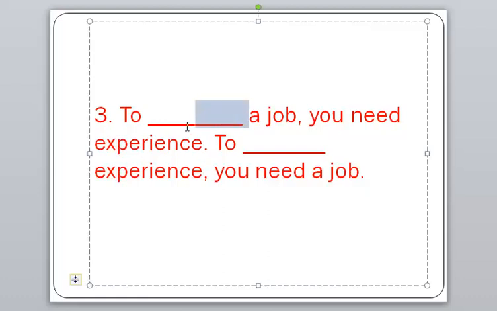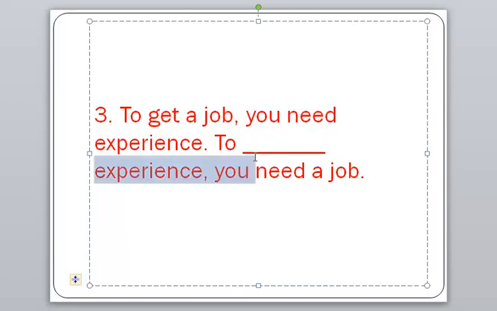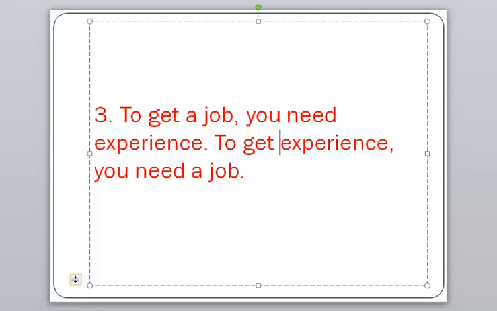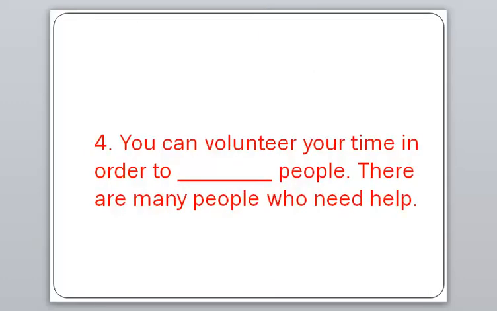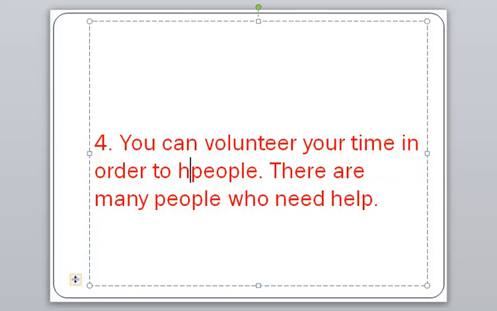Okay. Let's say to get a job, you need experience, and to get experience, you need a job. Common problem. Number 4, you can volunteer your time in order to help people. There are many people who need help. See, in this sentence, here's your verb, and over here, help is a noun.